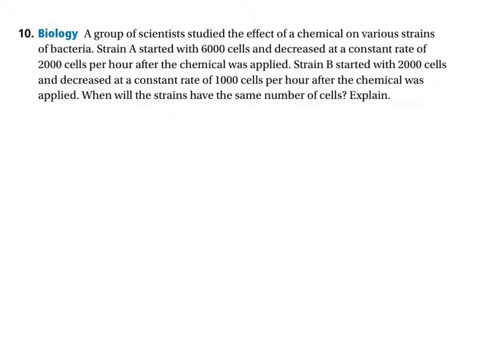Strain A started with 6,000 cells and decreased at a constant rate of 2,000 cells per hour after the chemical was applied. Strain B started with 2,000 cells and decreased at a constant rate of 1,000 cells per hour after the chemical was applied. When will the strains have the same number of cells? Explain. Okay. I think I might solve this whole thing out for you to talk about.